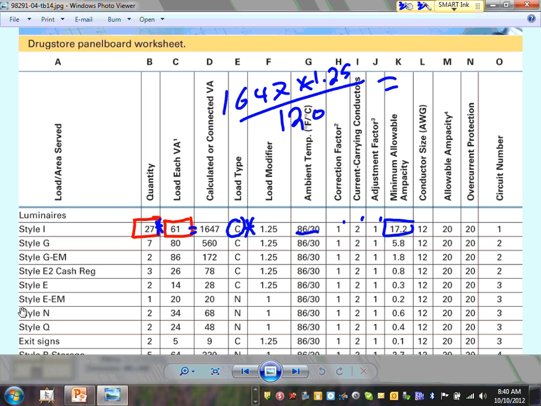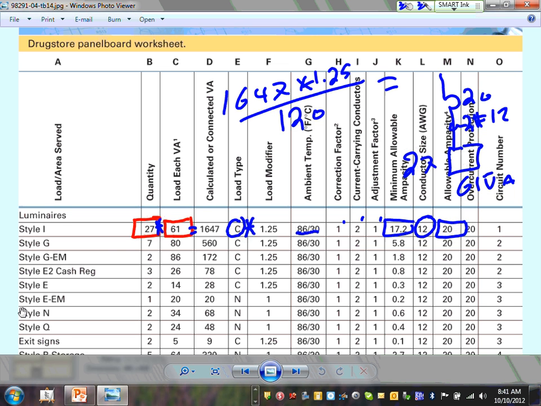For 17.2, my friends, my conductor size will be what? Number 12, I already took into consideration the continuous load, and the overcurrent device is going to be what? 20 amp. So you're looking at a 20 amp circuit with two number 12 conductors that feeds lights. How many lights? 27 lights. Each one of them is 61 volt amp. And the circuit number is circuit number 1. That's how they did the circuiting for this project.